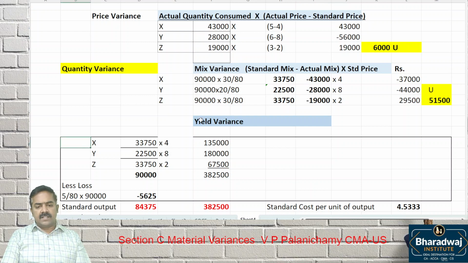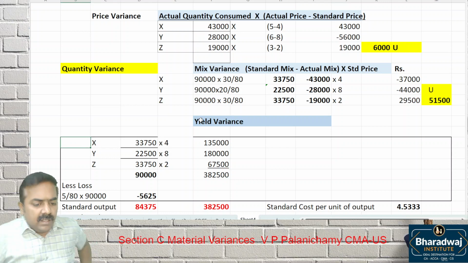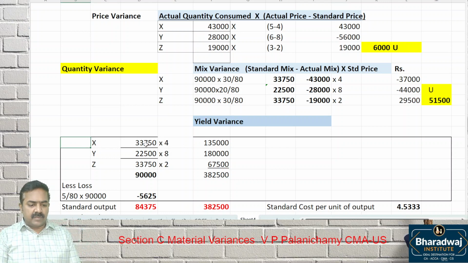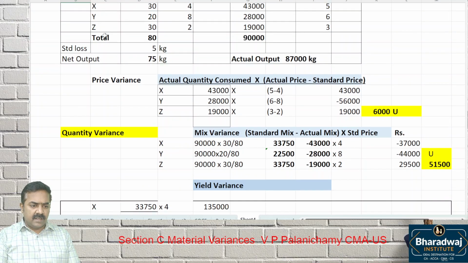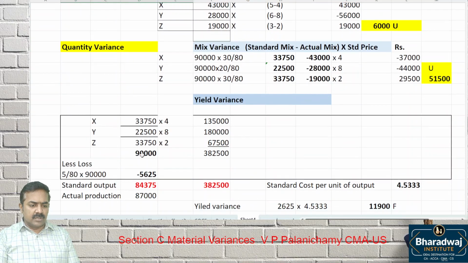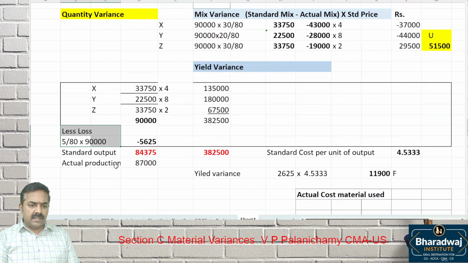Yield variance analysis arises only when the expected yield is not coming. For example, for this 90,000 quantity used, what is the loss allowed? Simple, 5 units for every 80 is allowed. Look at the standard loss: for 80 of input, a loss of 5 is allowed. So for 90,000, how much? 5 by 80 into 90,000. That is the loss allowed.